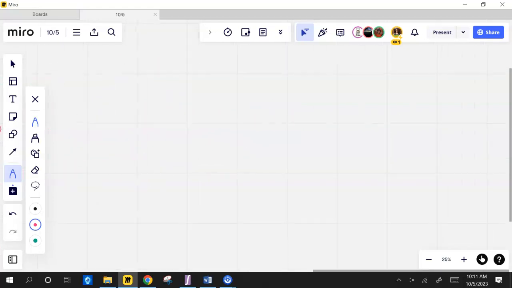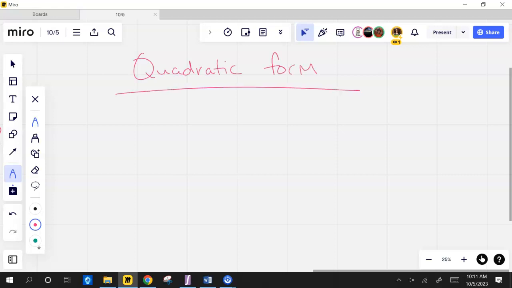Let's do quadratic form first. Not formula, quadratic form, okay? So, I have this polynomial. And in fact, let's take that same one we started with just to make life easier.